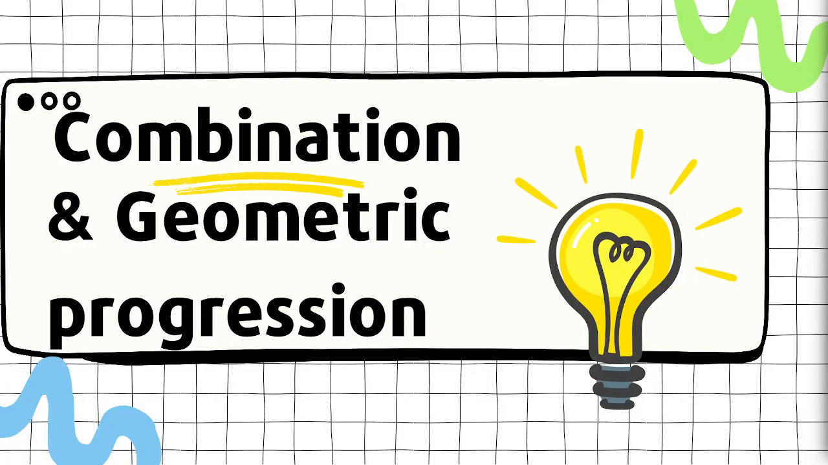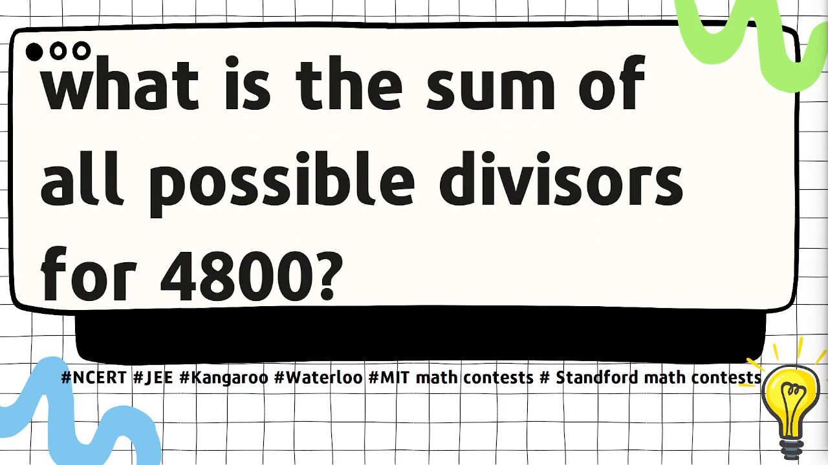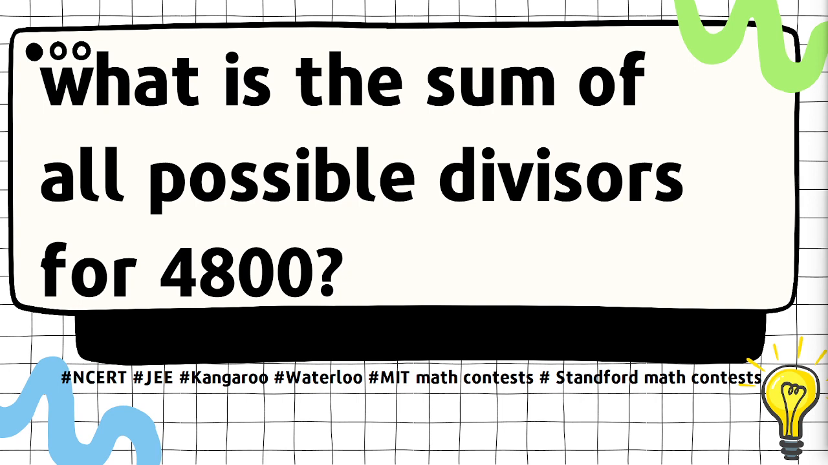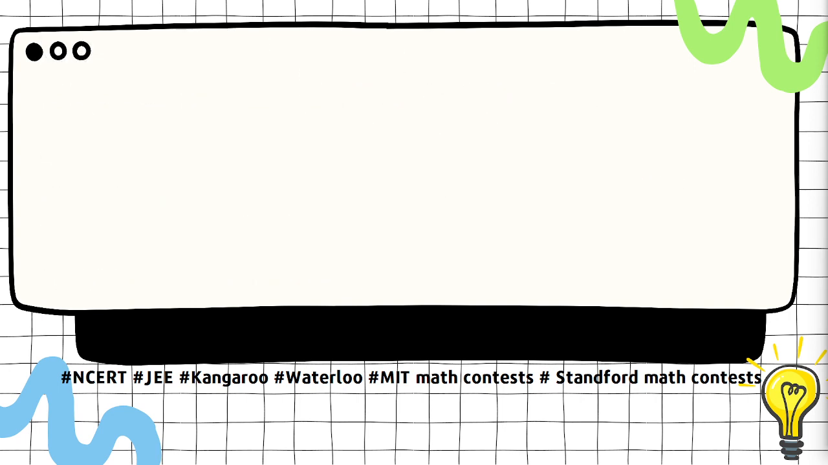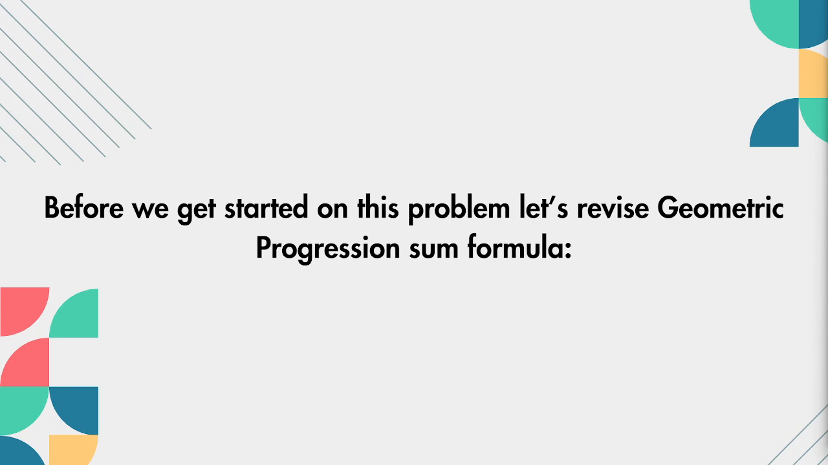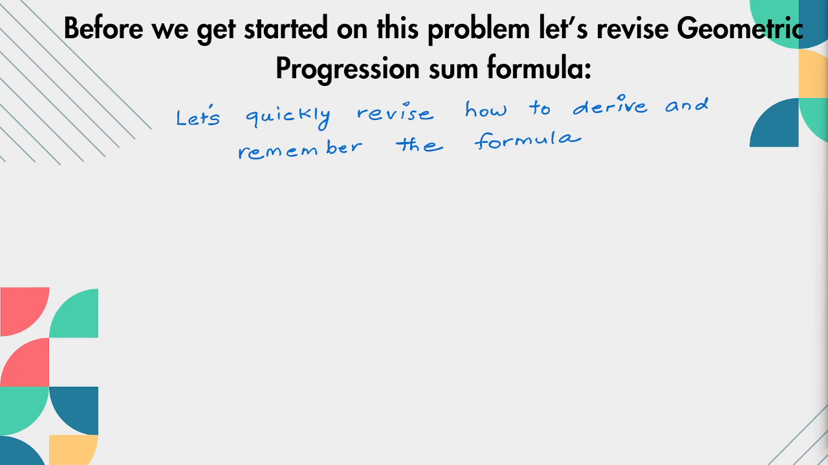In today's video, we're going to be looking at a problem that deals with combination and geometric progression. So the problem is, what is the sum of all possible divisors for 4800? Before we get started on this problem, let's review the geometric progression sum formula. So let's quickly revise how to derive and how to remember the formula.